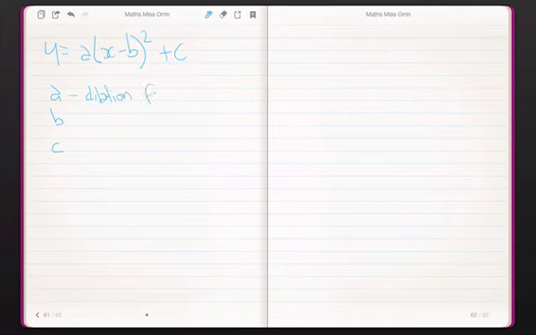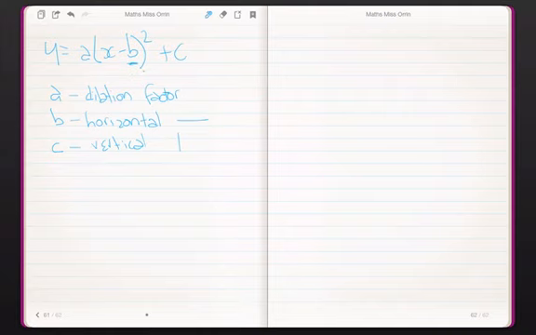This tells us whether the graph is wider or thinner. Dilation factor. Anyway, you know what I mean. B is actually our horizontal translation. So whether it goes sideways, horizontal means sideways, remember? And this one, C, is our vertical translation. This is what we talked about in the last video, whether it goes up or down. Remember that the number at the end tells us whether it goes up or down. This one in here tells us whether it goes horizontal or not. If there's one here, it definitely goes horizontal somewhere.